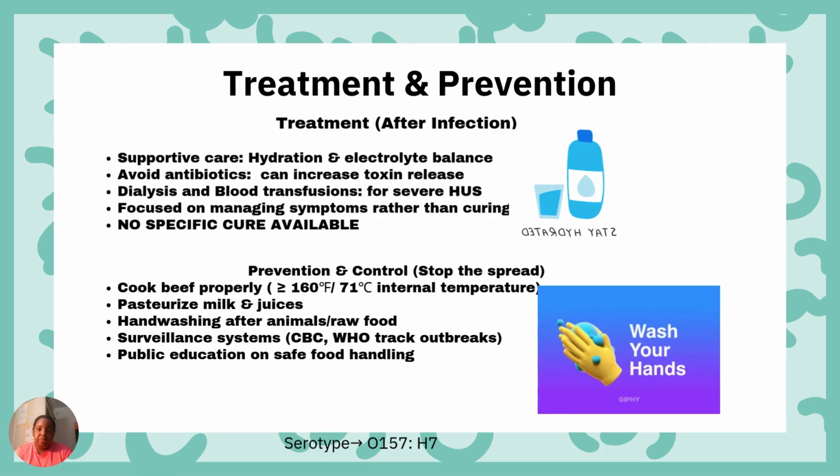In the treatment of E. coli O157, the main approach is supportive care. This means that patients are given IV fluids or oral hydration to replace the lost water and electrolytes from diarrhea. This helps to prevent dehydration, which is a major cause of complications. Generally, antibiotics should be avoided.